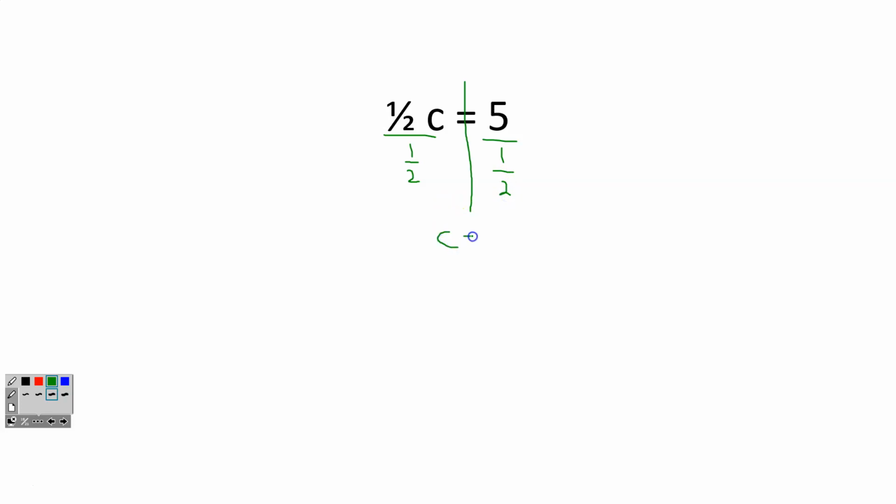I'm going to put my answer down here, my variable. And if I type into my calculator 5 divided by 1/2, that will give me an answer of 10. So if I plug it back in, 1/2 of 10, 1/2 times 10 does in fact equal 5.